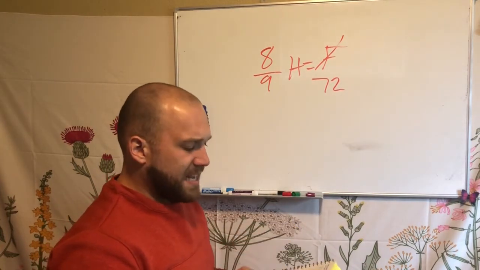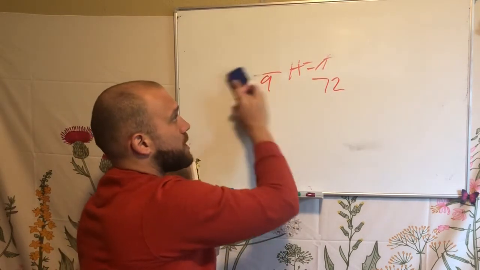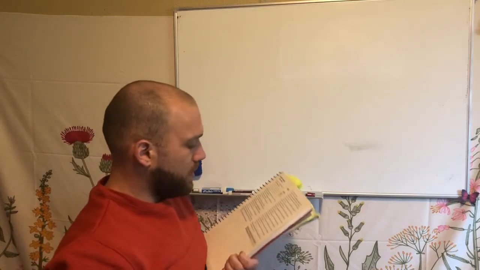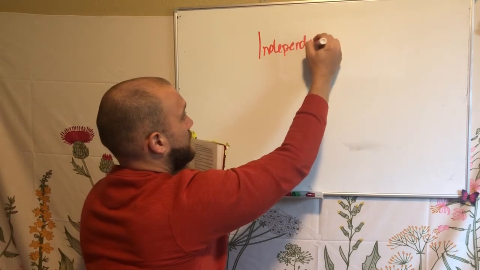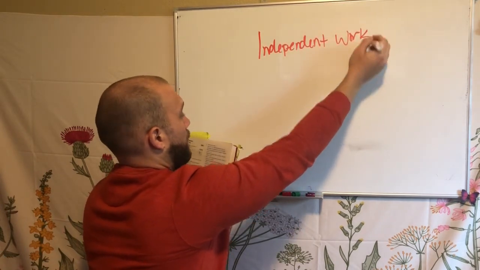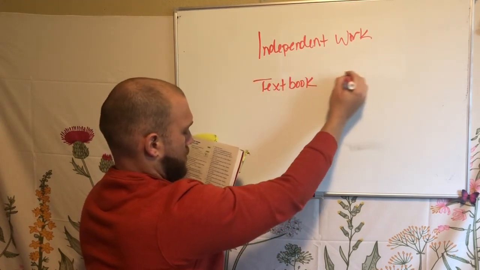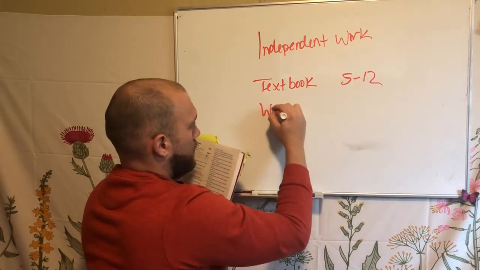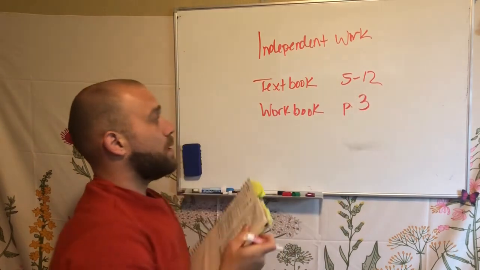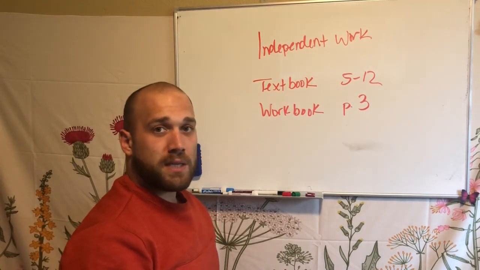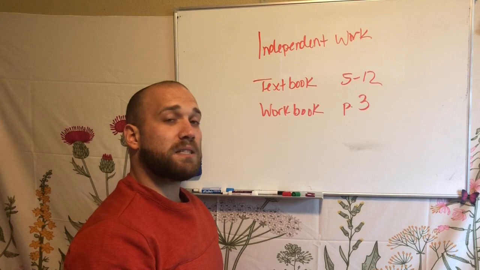I want you to do D and E on your own. You can correct this tomorrow when you're grading your work. Now your independent work starts. So, independent work. Textbook. 5 through 12 workbook. Part 3. Please reach out to me on the chat feature in Teams if you have any questions about your work, and we can do a Zoom call or whatever's needed to help you understand it. Best of luck. Get busy.